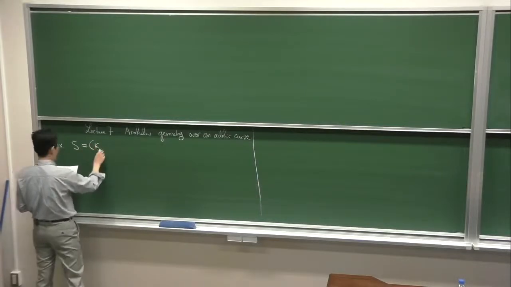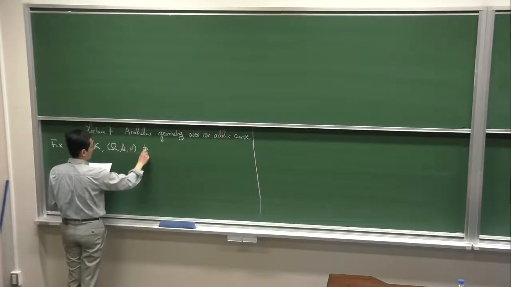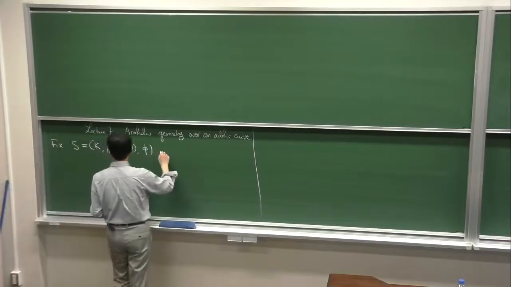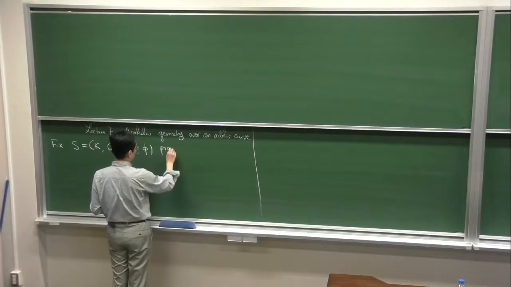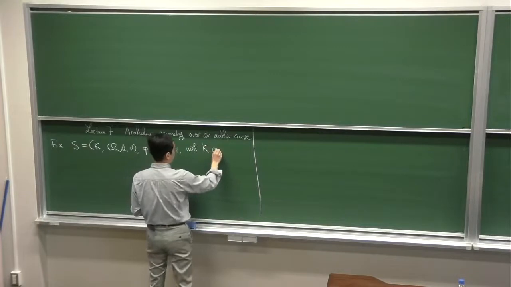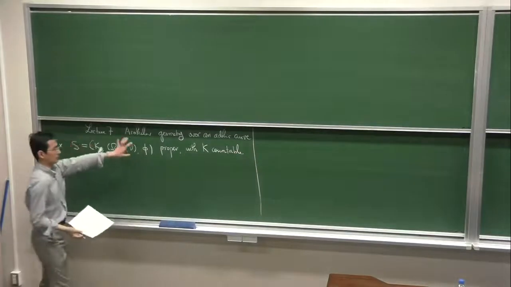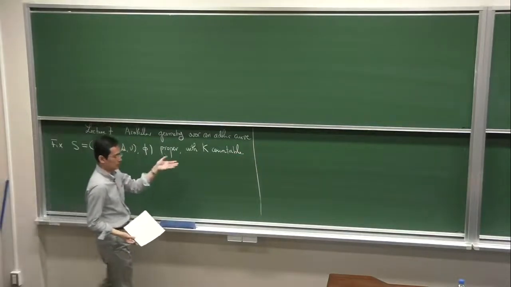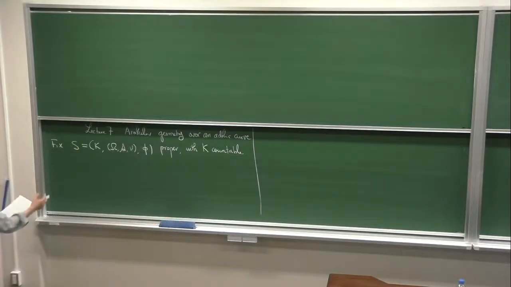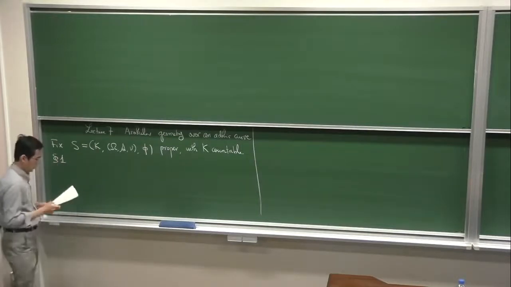So S is (K, Omega, A, nu), where K is a field, and we have some measure space (Omega, A, nu), and phi from Omega to the set of all absolute values of K, which is proper, with K countable. Of course, it suffices to assume that K admits a countable subfield which is dense in every completion, but for simplicity, we just assume that K is countable.